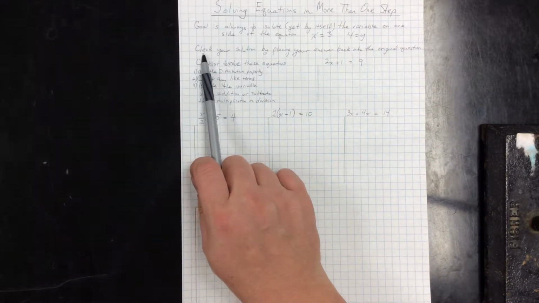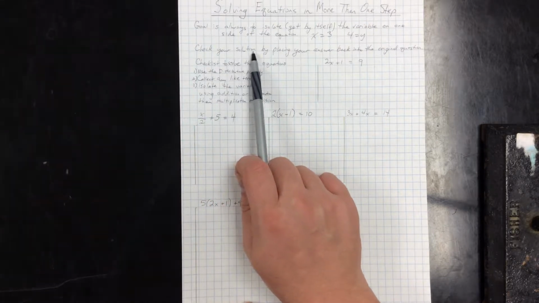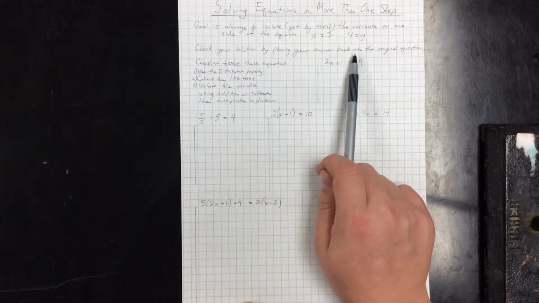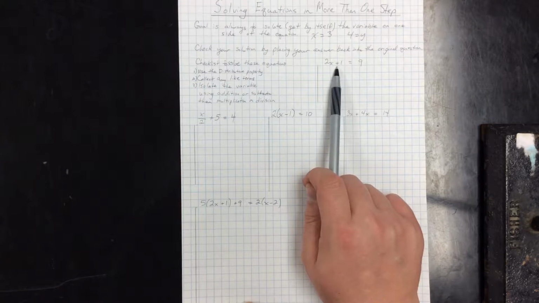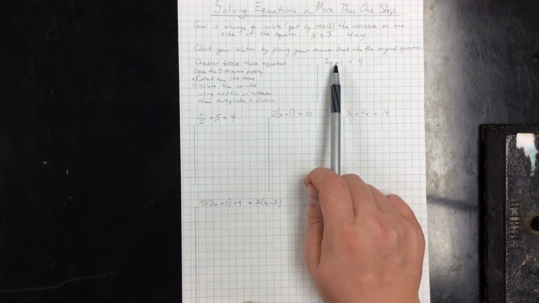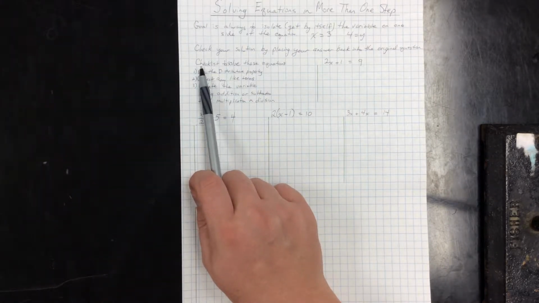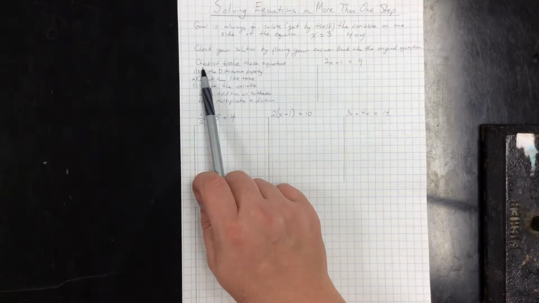We're also going to go back at the end and check that our solution is correct by placing the answer back in the original question. So when we end up solving this, we'll put our answer back in and see if we got it correct. We have a step-by-step checklist to help us solve the equations.